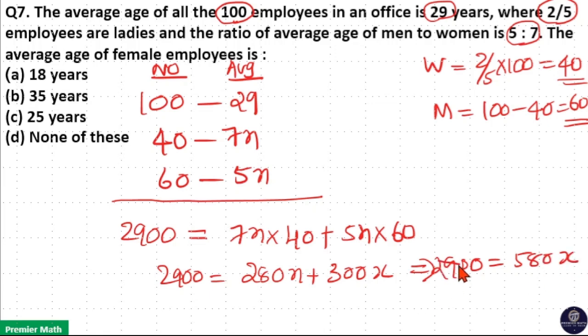Now you can see 290 goes 2 times in 580. 2 goes 5 times in 10. Now x is equal to 5. Same thing. That is why I said you can cancel the number here, but don't simplify the average. You can simplify the number here because numbers cancel each other.